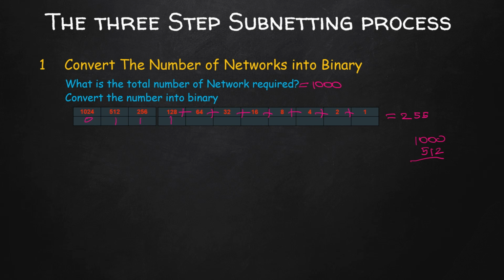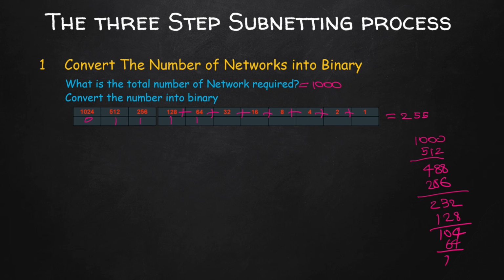1000 minus 512 is coming 488. Okay. Then 488 minus 256, it is coming 232. Then 232 minus 128, it is coming 104. So next one is 64. So we will take 64 because what we need is 104. So we need more number to add. So we'll take 64. So now 104 minus 64, what is coming?